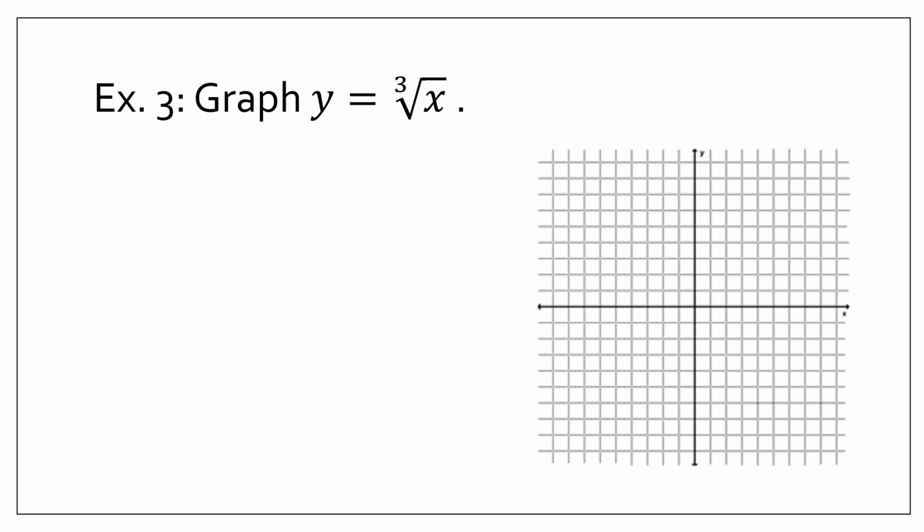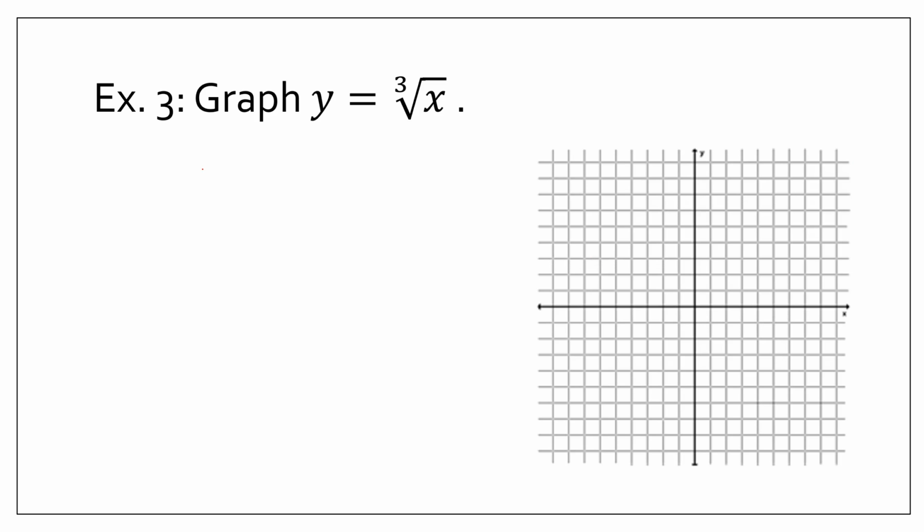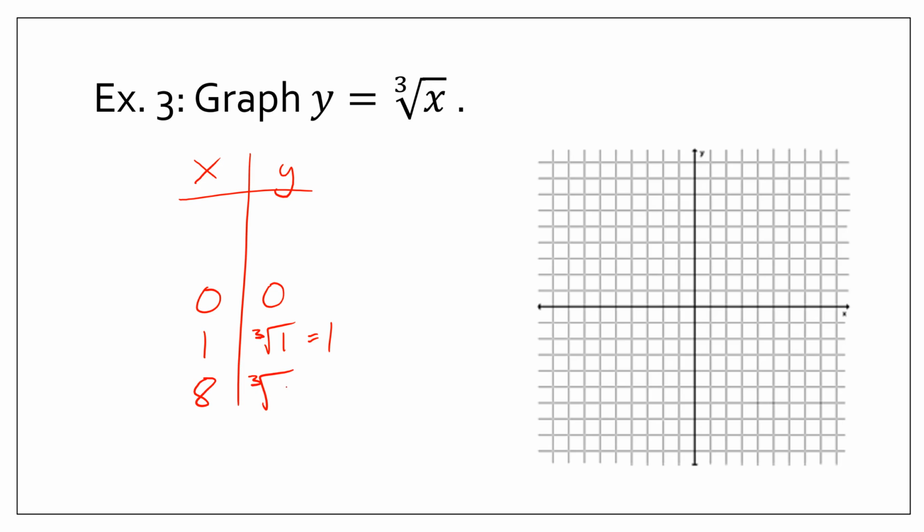Now, we're going to graph the cube root function. Remember that cube roots, I can plug in negatives. So this makes my life a lot easier. I don't have to worry about any of these weird stops. Let's plug in the cube root of 0 is 0. The cube root of 1, what number times itself 3 times is 1? Well, 1. And the next nice cube I know is 8. The cube root of 8 is 2.